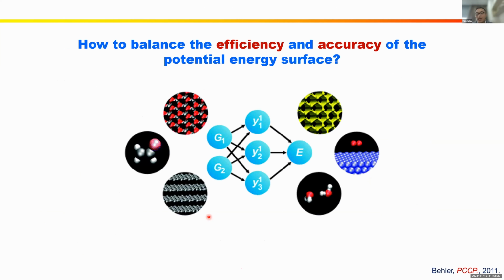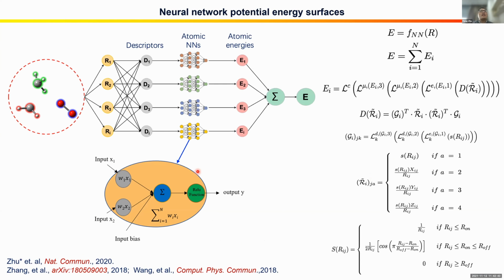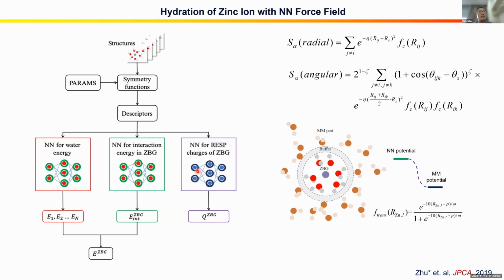So as covered by the previous talks, maybe the machine learning potential energy surface is the answer to balance the efficiency and the accuracy of the MD simulation. I think the algorithm of the machine learning potential energy surface, or the neural network based potential energy surface, is already covered by the previous talks. So maybe I just skip these slides and focus on our applications.